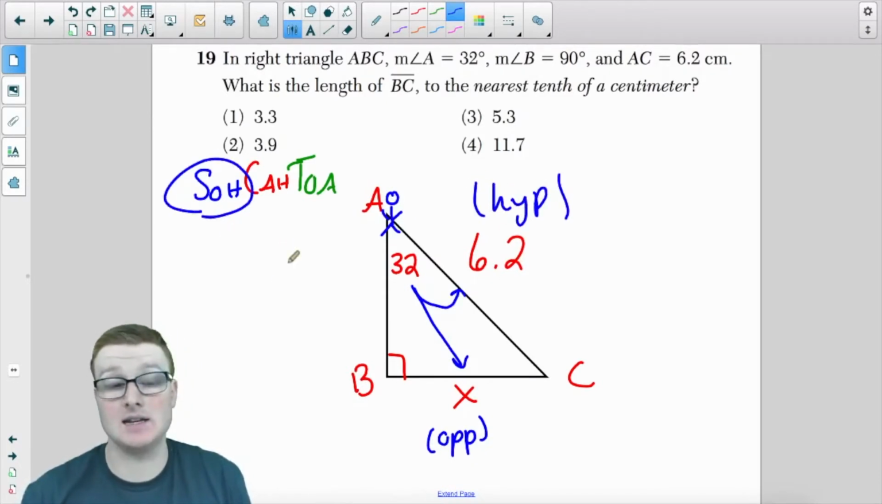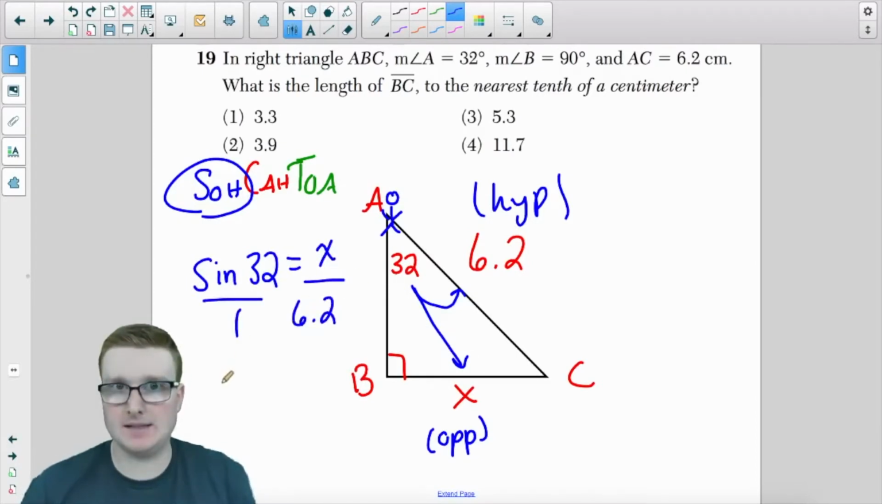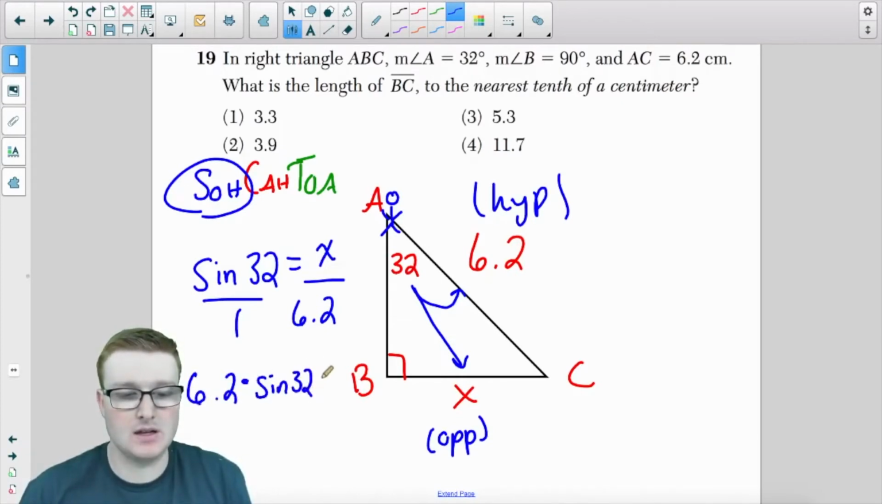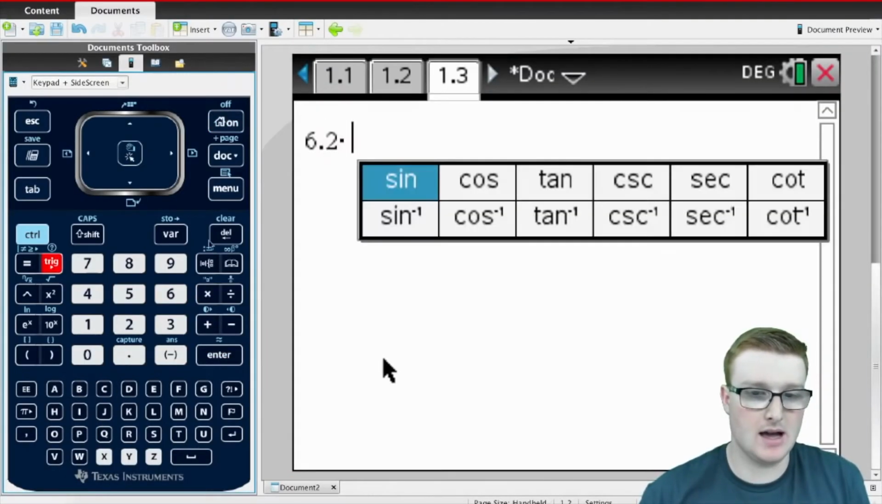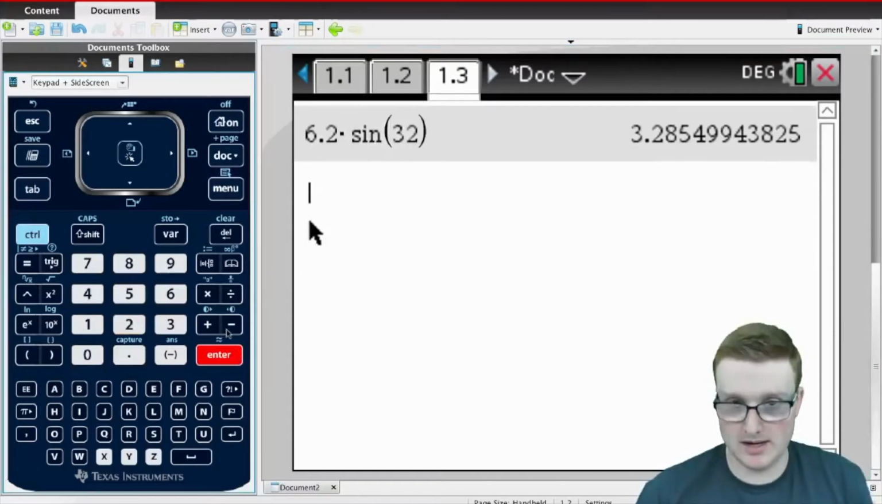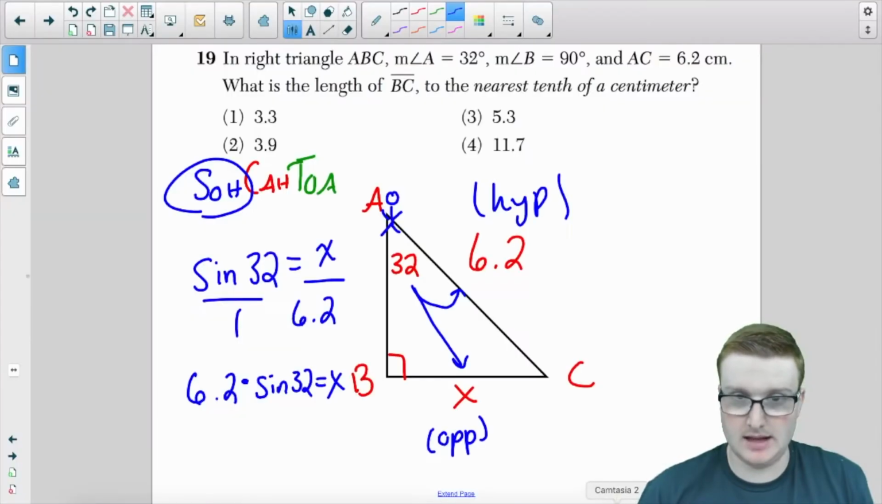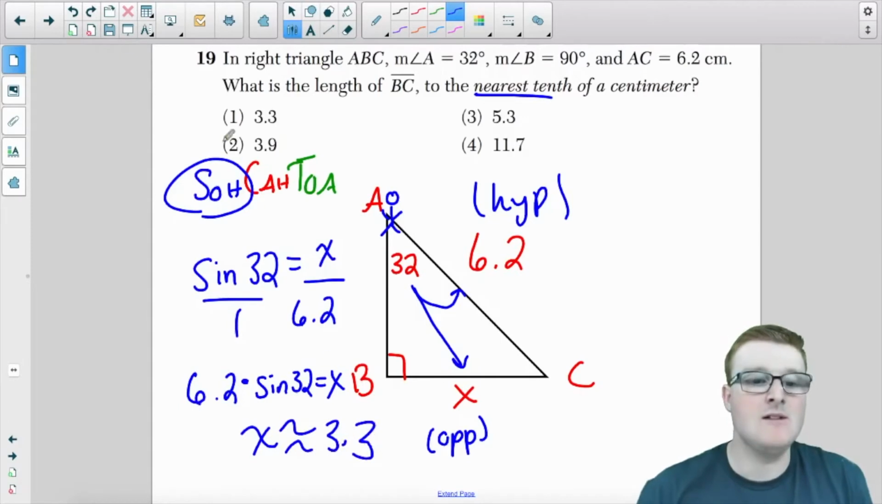Well, we have an O and an H. We're using sine. So the sine of 32 degrees is equal to the opposite side, which is X, over the hypotenuse, which is 6.2. From here, you just cross multiply and solve. So it's 6.2 times the sine of 32 equals X. Let's go ahead and plug that into our calculator. 6.2 times the sine of 32. That will yield a result of 3.3 when you round it to the nearest tenth. So X is approximately equal to 3.3. Your answer is choice 1 for that question.